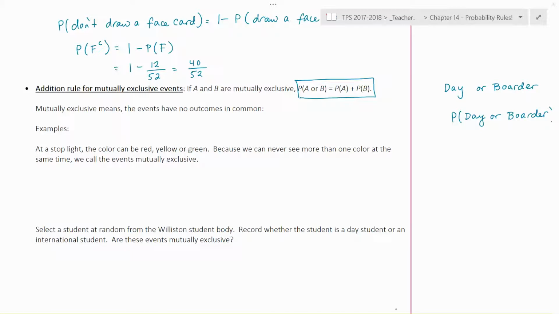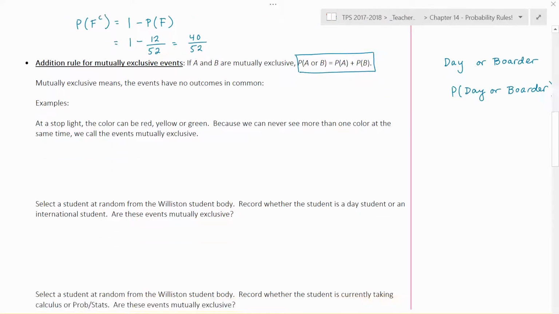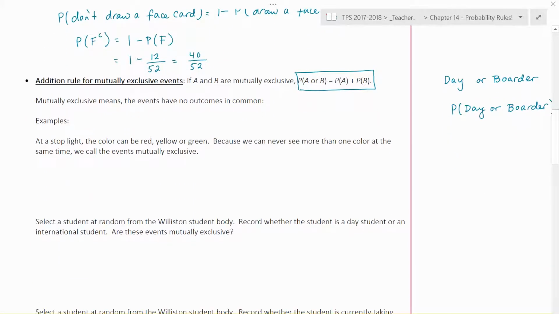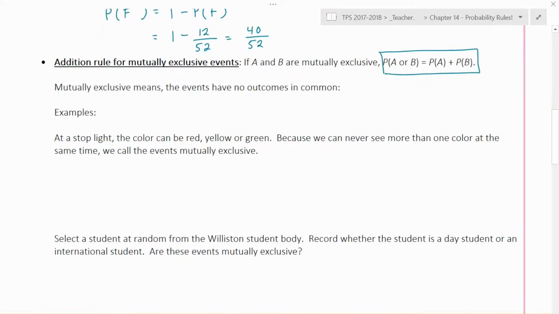Before watching this video, you should have watched the Introduction to Basic Probability Rules. The last part of that video was a summary of a rule called the addition rule for mutually exclusive events. And that's a rule I'd like to explore a little bit more with some examples.